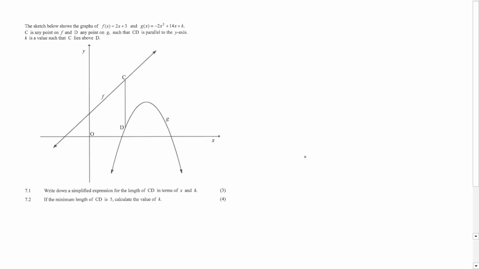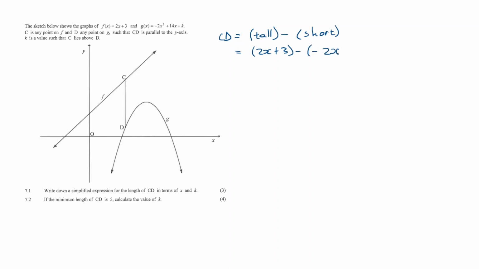This is such a great twist on the normal finding the gap between graphs. Typically, when you see this gap between graphs, what you want to do to work out that gap is just take the tall graph and minus the short graph. In this case, it would be the straight line equation minus the parabola equation. That's a default, even if you're not sure what's going on: just tall minus short, and then see what it ends up leaving you with.